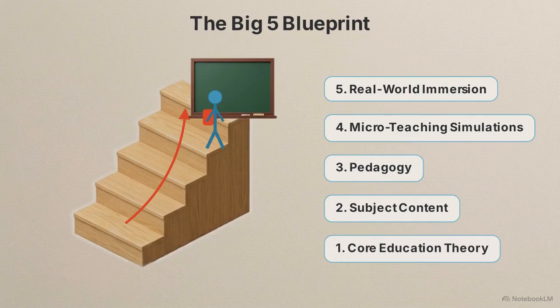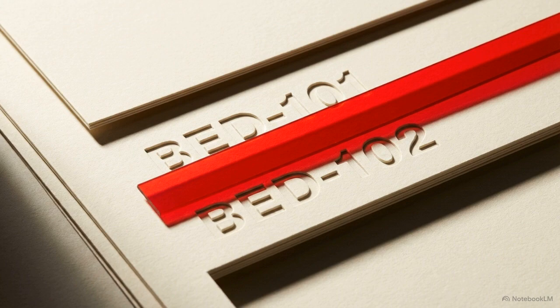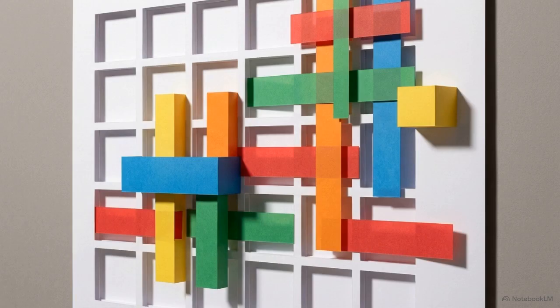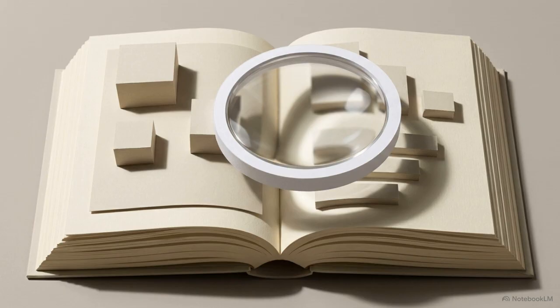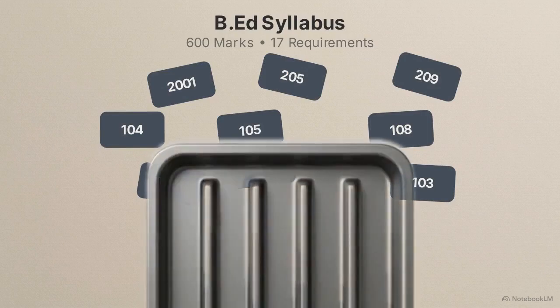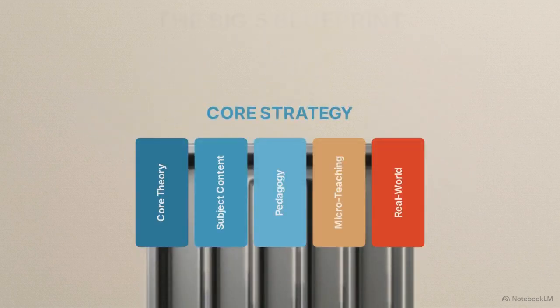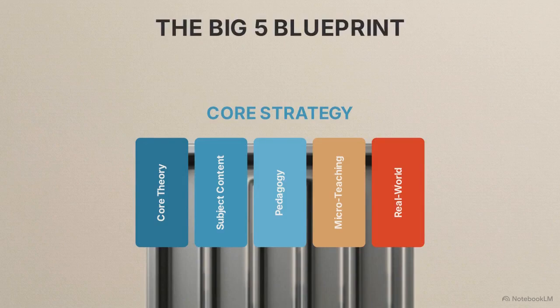exact scenario. But when you open the official university document for the first time, it's easy to feel lost in the details. You face 17 different paper codes, overlapping credit hours, and dense technical terminology like simulated lessons and interdisciplinary faculties. To make sense of it, we can reorganize the entire 600-mark first year into 5 distinct categories. We'll call this the Big 5 Blueprint.